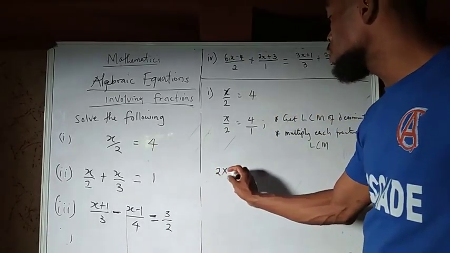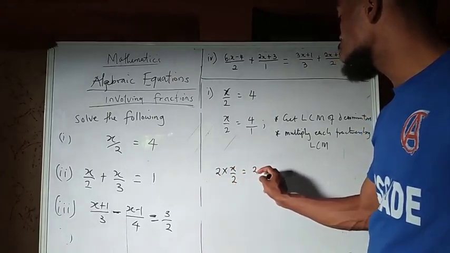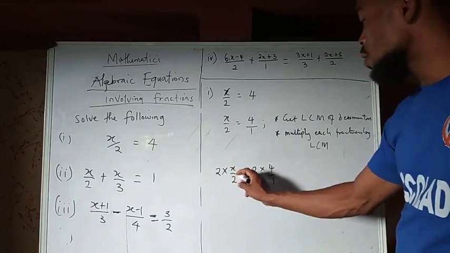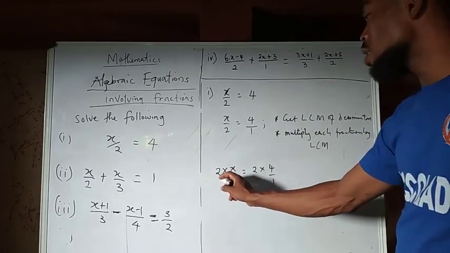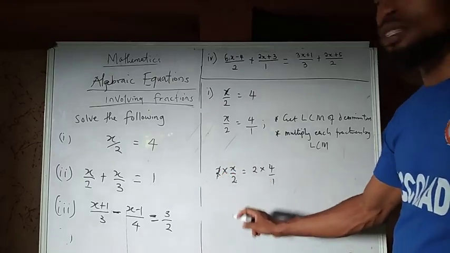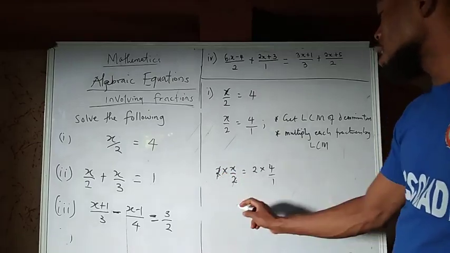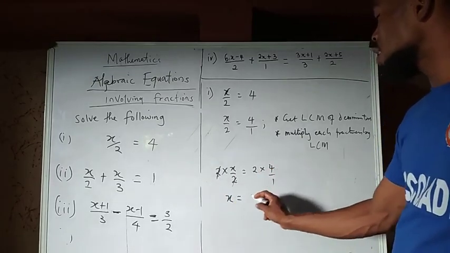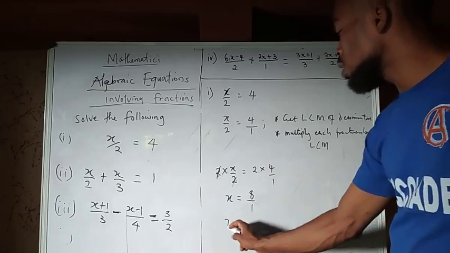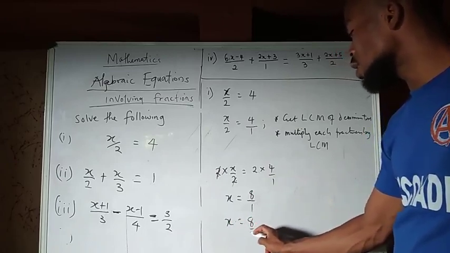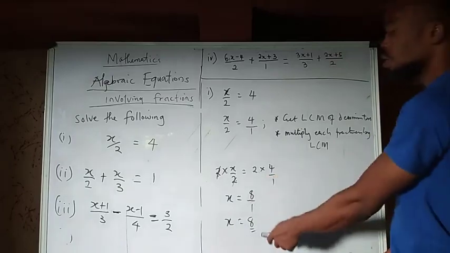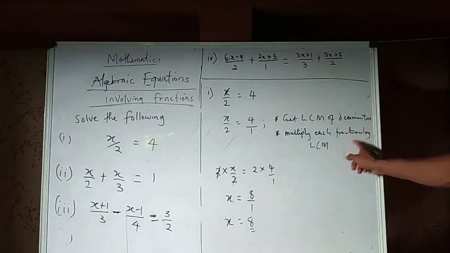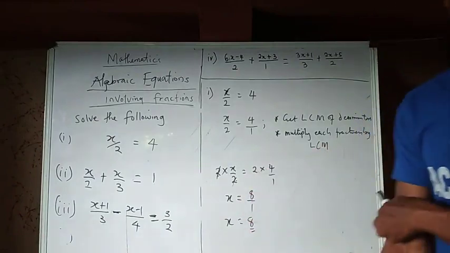So we are going to have 2 times x over 2 equals 2 times 4 over 1. Because we have a multiplication sign and here is 2, we divide this by this. Those 2 can cancel out. We are left with x equals 2 times 4 over 1. 2 times 4 is 8 over 1. 8 over 1 is, of course, 8. So you see, the answer to this is actually done. Once we have multiplied each fraction by the LCM, we can go further to just finish it up.